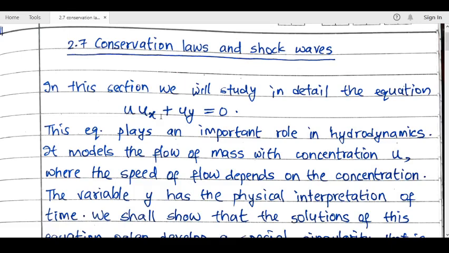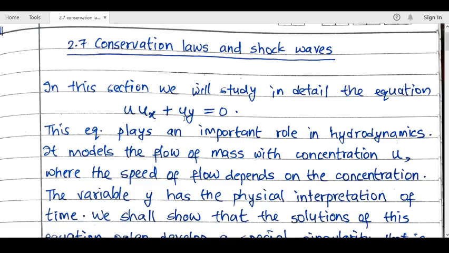It is given by u_x plus u_y equal to 0. Now this equation is very important as we consider its physical application. It is a very important equation in hydrodynamics. And here u represents the flow of mass with concentration u, and we are assuming that the speed of the flow depends on the concentration u. The term y usually represents time.